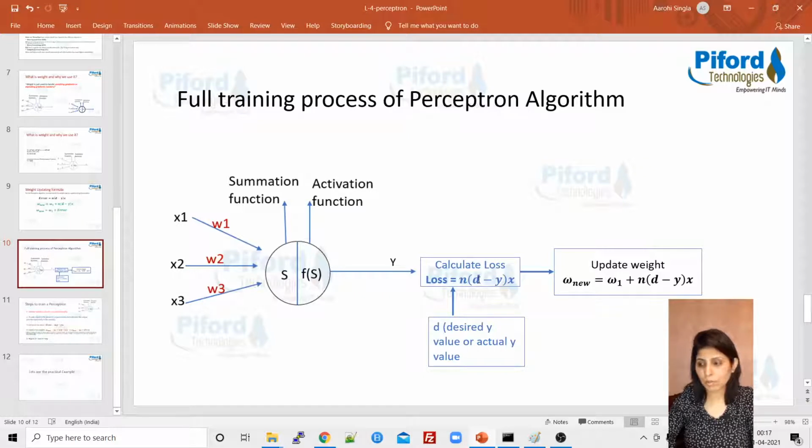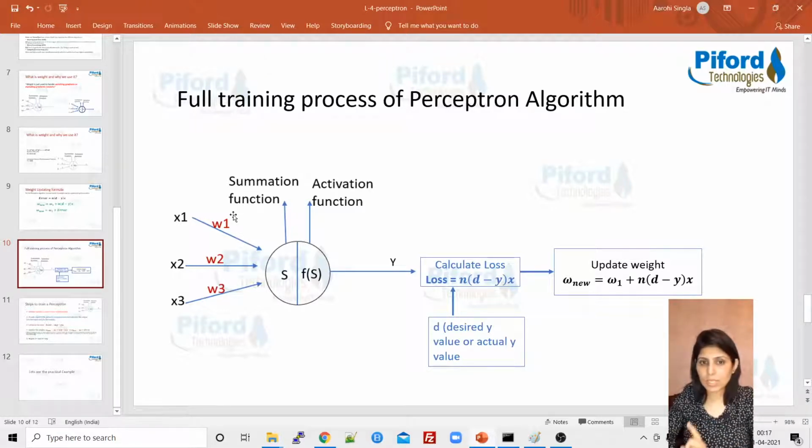The actual output we already have, we'll fill that over here, and the predicted output we got from this perceptron network, and we'll apply this formula and we'll get the loss function. We'll get some loss value over here. On the basis of that loss, we will use this formula to update the weight. Which weights do we want to update? These weights we want to update.